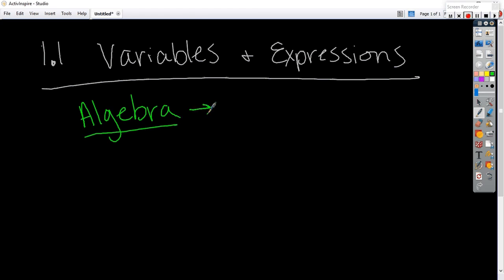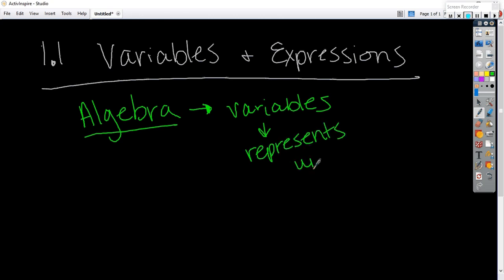Algebra is really focused a lot on variables. And so a lot of you said just now they're unknowns, they're things. So define variable for me in the best words that you can. Exactly. Good job. It's a letter that represents some unknown value. We most commonly use x, but it does not have to be just x.